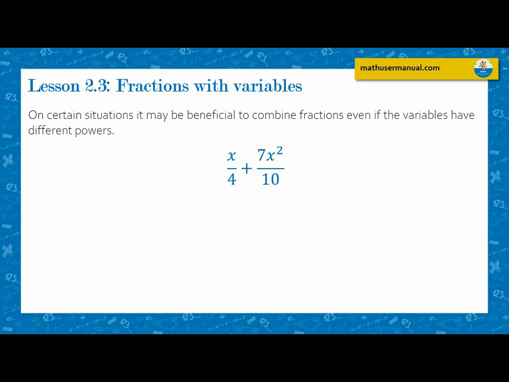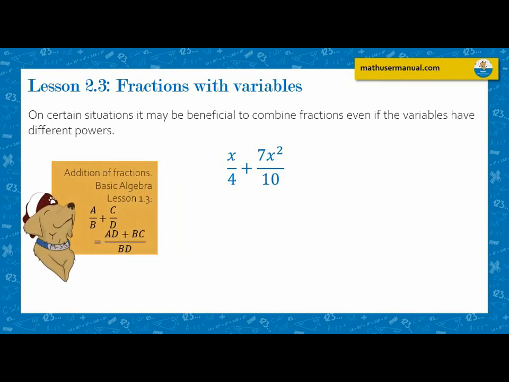Again, this "combine" is in quotation marks. For example, here in x over 4 plus 7x squared over 10, this is an addition of fractions that we learned in basic algebra lesson 1.3. So let's use the formula from basic algebra. This formula starts with a multiplication of the denominators, so 4 times 10, and let's put our calculations in a rectangle. 4 times 10 is just 40, and that's the denominator of our fraction.